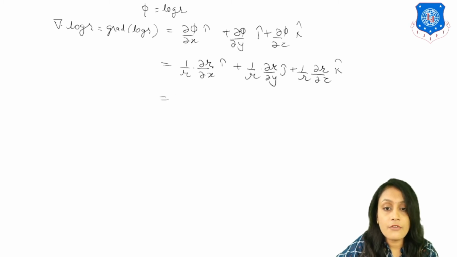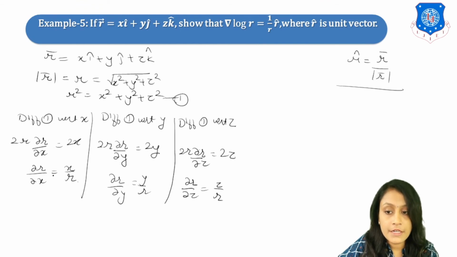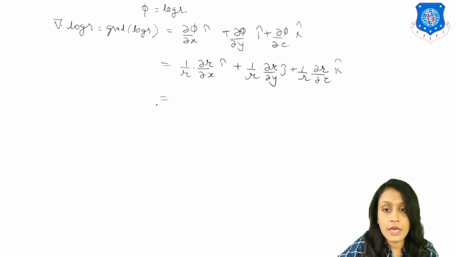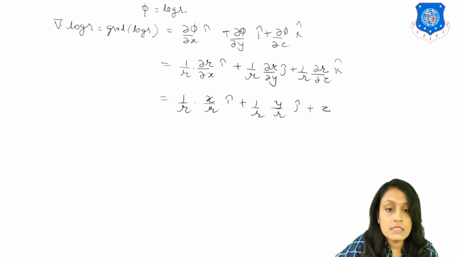Now we know the answers of del r by del x, del r by del y and del r by del z. We have already solved it. Del r by del x is x upon r, del r by del y is y upon r and del r by del z is z upon r. So just substitute the answer. So here we have x upon r i plus y upon r j plus z upon r k. We'll take this 1 upon r outside, so what you will get is xi plus yj plus zk upon r.